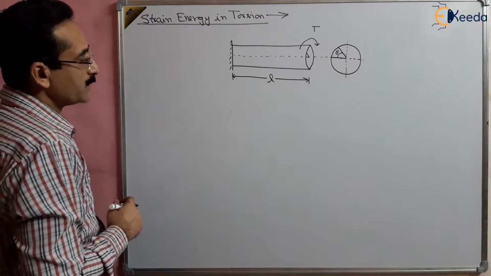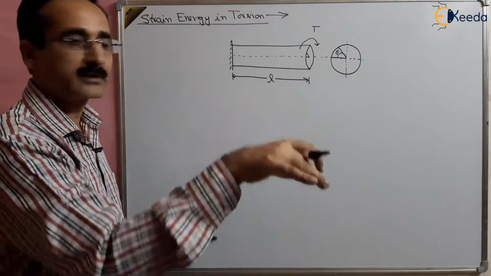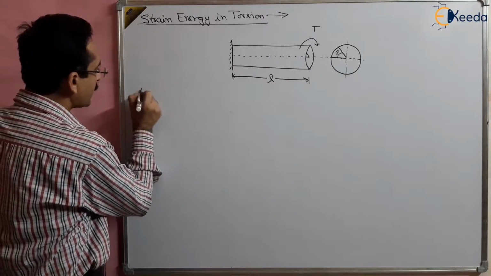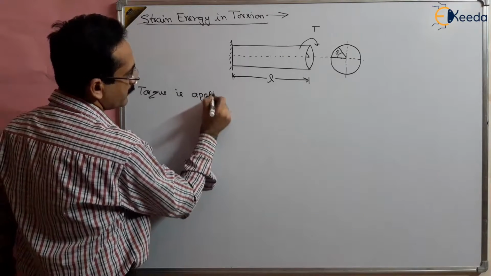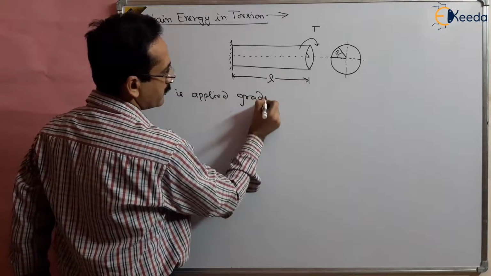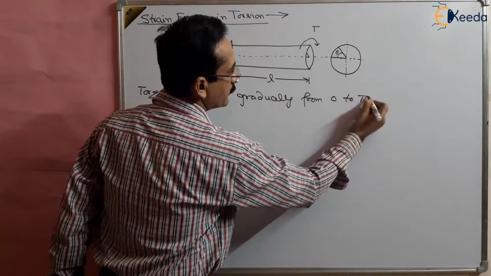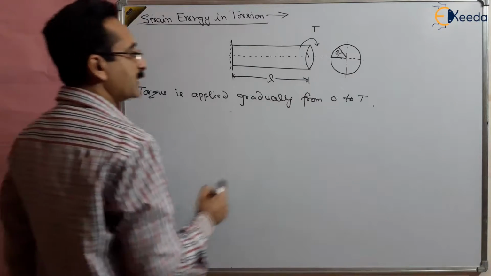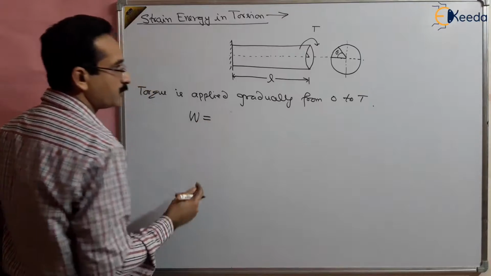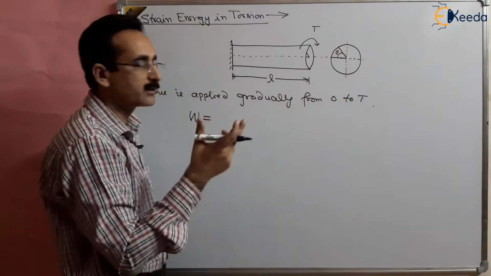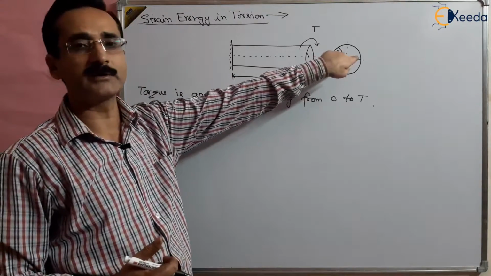By default, if nothing is said, the torque is applied gradually from 0 to capital T value. In that case, the total work done on the shaft will be given by the torque multiplied by the angular displacement. Theta is the angular displacement, you know. The work done is given by the torque multiplied by the angular displacement.